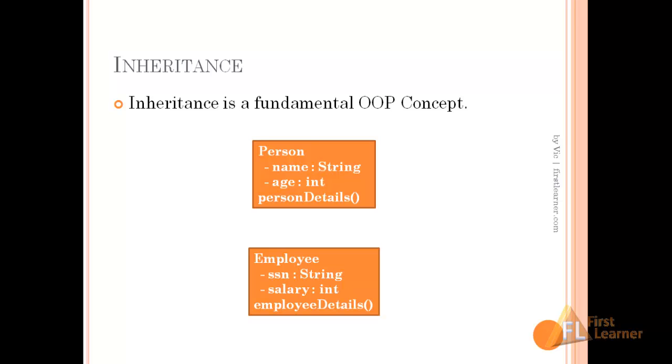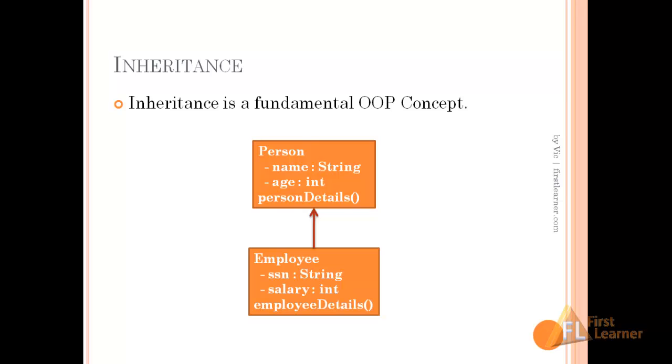The other thing we can do is inherit the person class into the employee class. What I mean by that is, if the employee class inherits the person class, the associated functionality, the behavior of the person class, is automatically inherited by the employee class. So the instance variables and the method are inherited directly into the employee class.